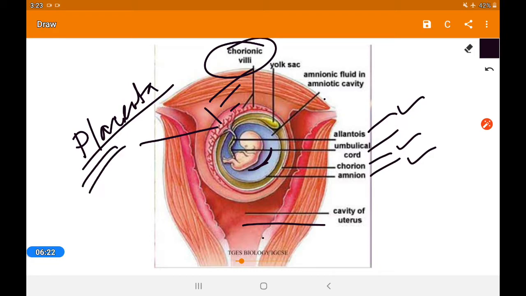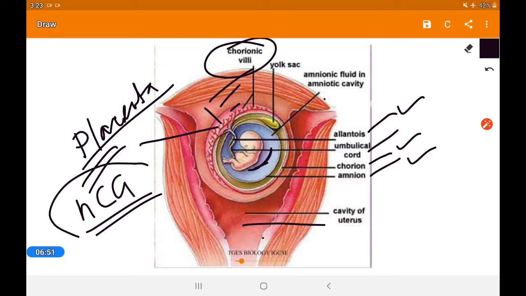Now, this placenta plays a very important role. It also acts as endocrine tissue, and it secretes several hormones: human chorionic gonadotrophin, HCG, which is very important, human placental lactogen, estrogen, progesterone, and also, in the later phase of pregnancy, relaxin.